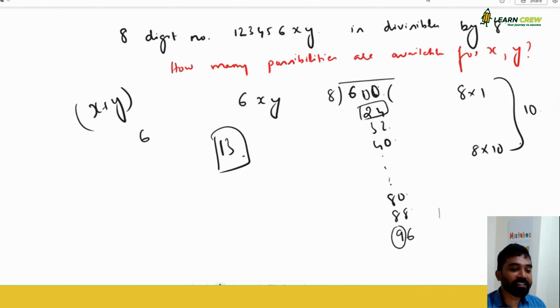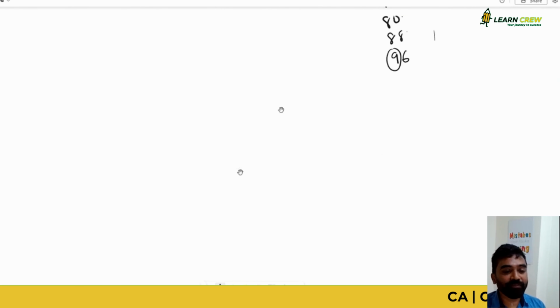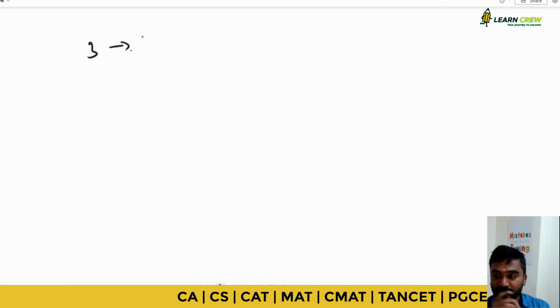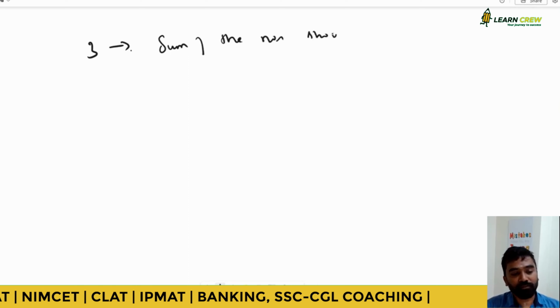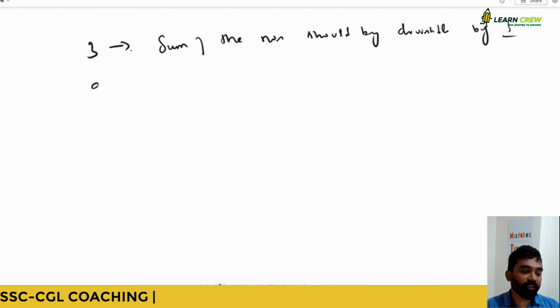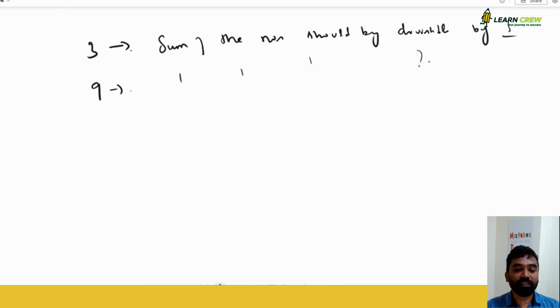Now, what happens if a number has to be divisible by 3? If a number has to be divisible by 3, then what should happen? The sum of the digits should be divisible by 3. What should happen for 9? Sum of the digits should be divisible by 9.